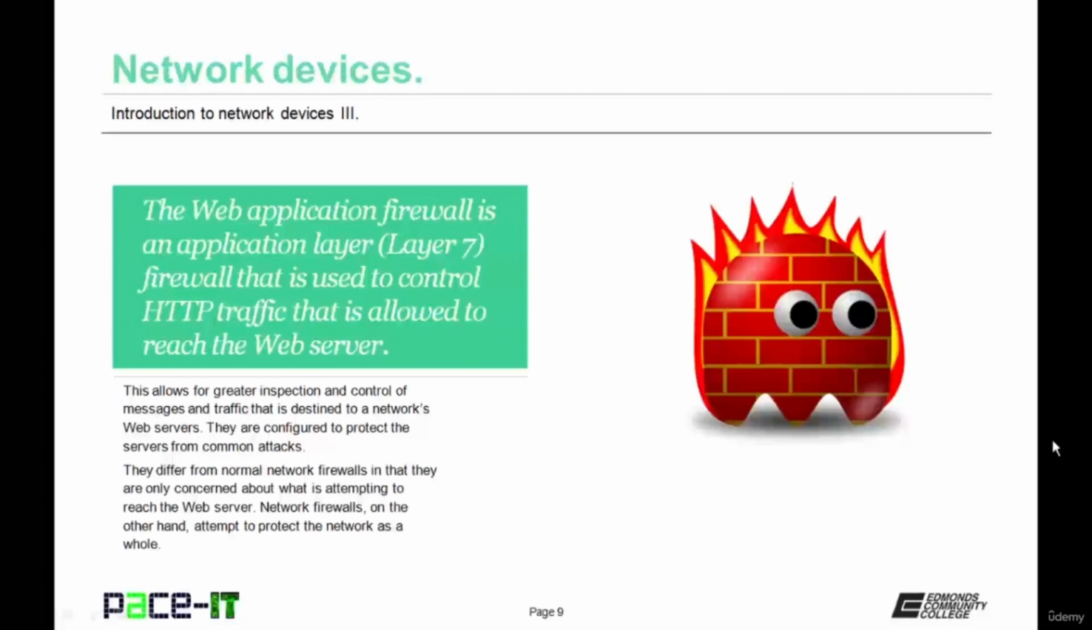They differ from normal network firewalls in that they are only concerned about what is attempting to reach the web server. Network firewalls, on the other hand, attempt to protect the network as a whole, which means that the Web Application Firewall is much more specialized and allows for more granular control.